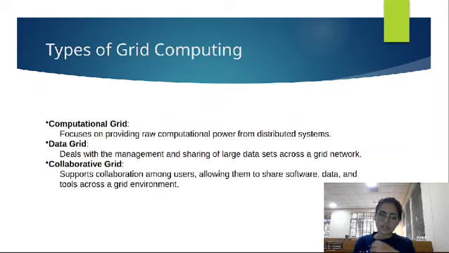Types of grid computing. Computational grid: it focuses on providing raw computational power from a distributed system. What is a data grid? A data grid deals with the management and sharing of large data sets across a grid network. Collaborative grid: it supports collaboration among users, allowing them to share software, data, and tools across the grid environment.